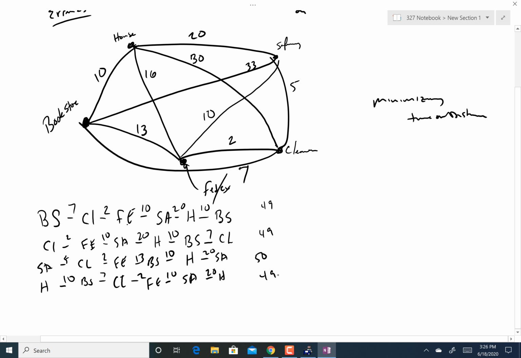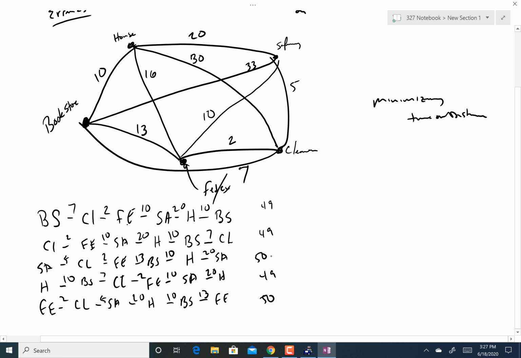Nice. The only one I haven't started at so far, 1, 2, 3, 4, 5 of them, is FedEx. FedEx to the cleaners. Nice. From the cleaners, the closest place is Safeway. From Safeway, the closest place is back to FedEx, so can't do that. So back to your house for 20. To the bookstore for 10. Back to FedEx for 13. That's 23, 43, 48. That's 50. Hey, that's the same one we did up here.